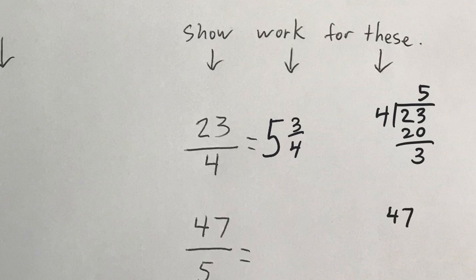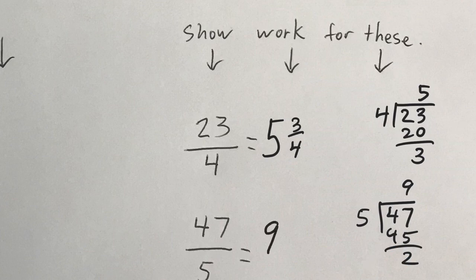And let's try one more. 47/5. So 5 times 9 is 45, right? And it gives me 2 as a remainder. And that 2 becomes a fraction here. So the answer is 9 2/5.